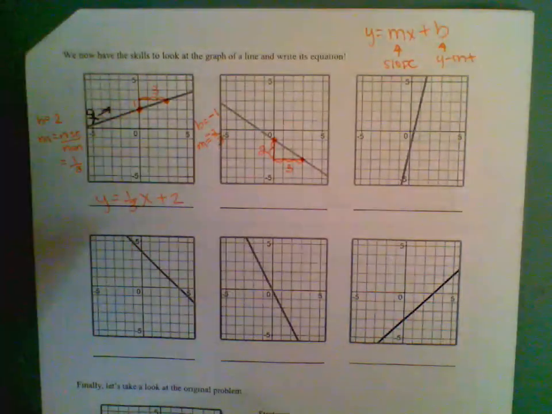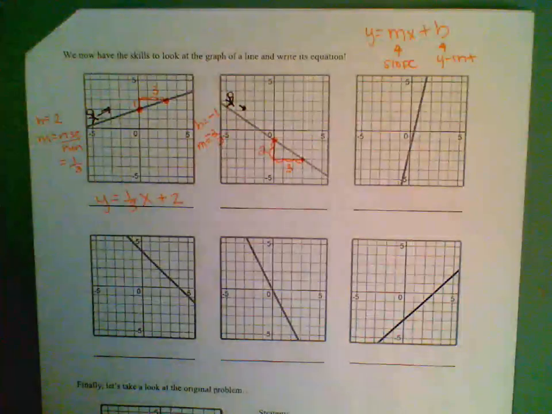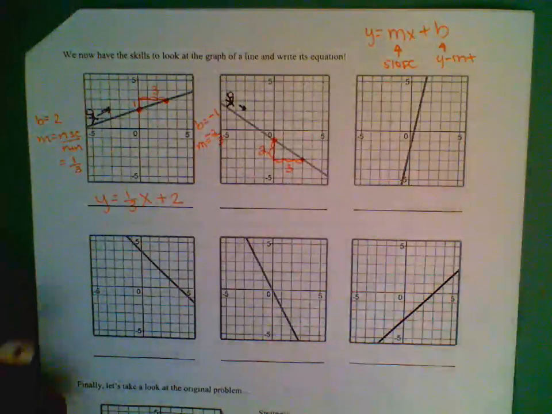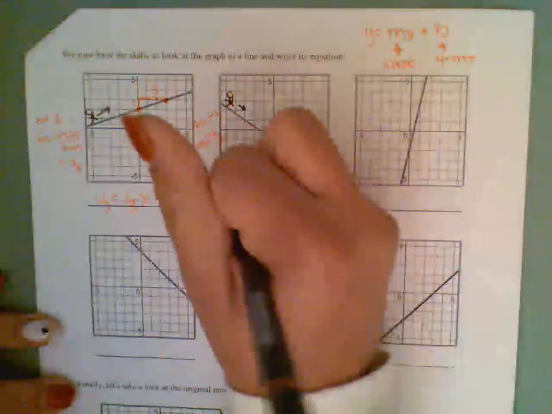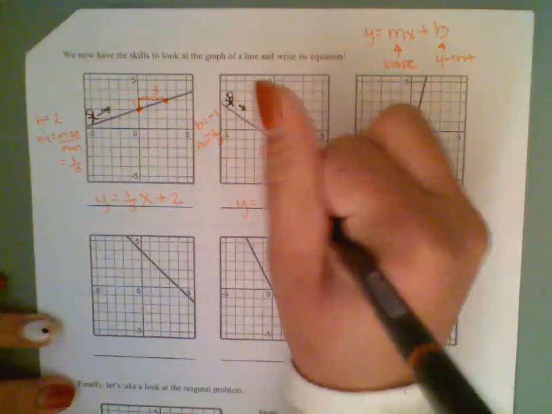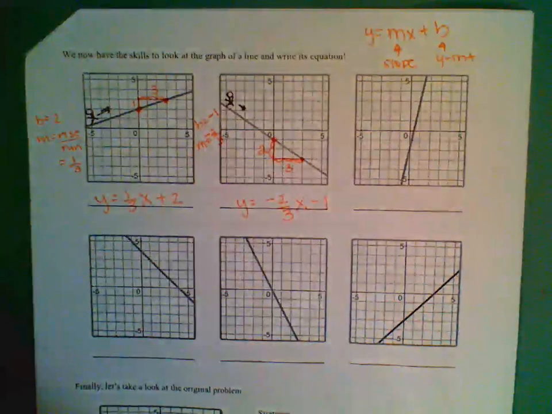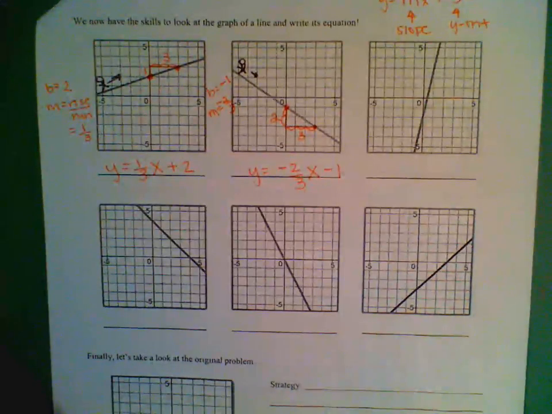And again, your person always starts on the left, so when he starts walking, he's going to tumble downhill. So y equals a -2 over 3x minus 1. Okay, I want you to try these other ones on your own and check your answers on Canvas.